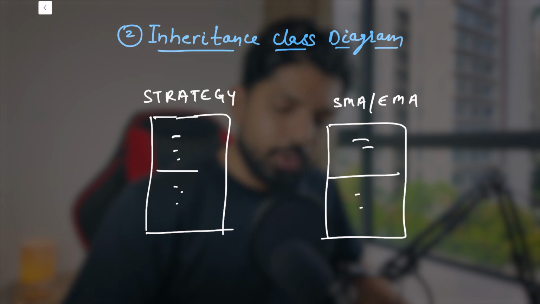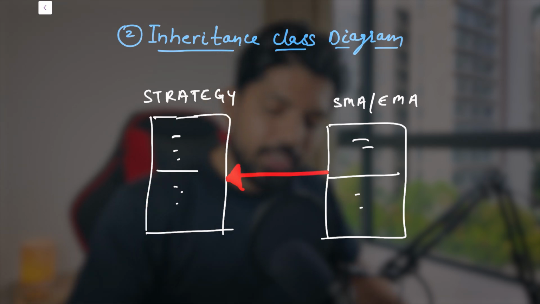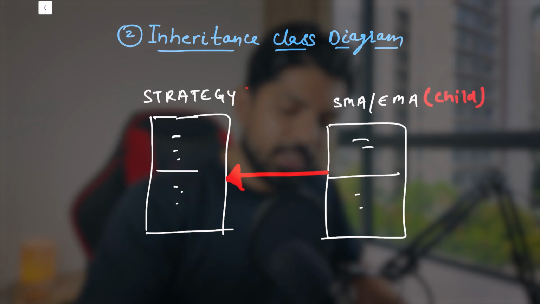So whenever you see a triangle, you can directly say that this is the child class and this is the parent class. As simple as that. In aggregation, we have the diamond or a rhombus, and in inheritance, we have a triangle. So this is the class diagram for inheritance. And now let's jump to the examples and let me show you how these work.